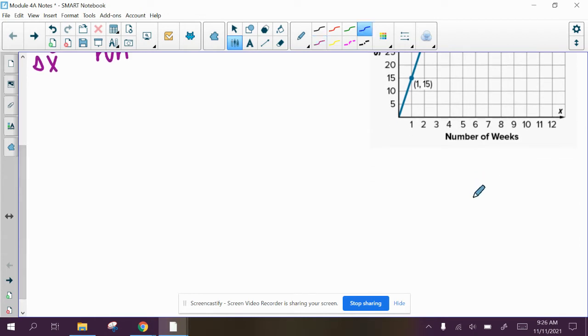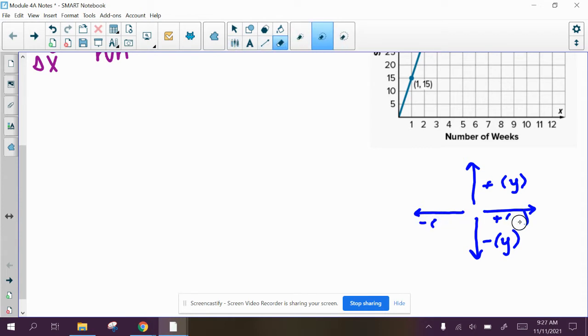And if you're rising or going up, that's going to be a positive change in y. If you're going down, it's going to be a negative change in y. If you're going to the right, that's going to be a positive change in x. And if you're going to the left, that's going to be a negative change in x. Oh, sorry, I meant to say x there, not y.